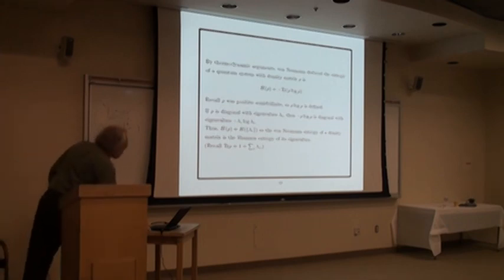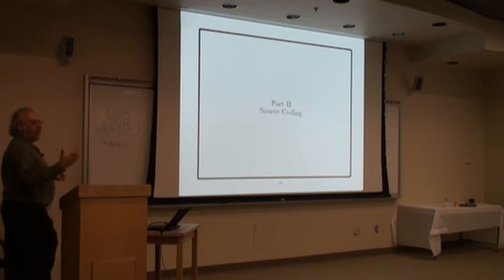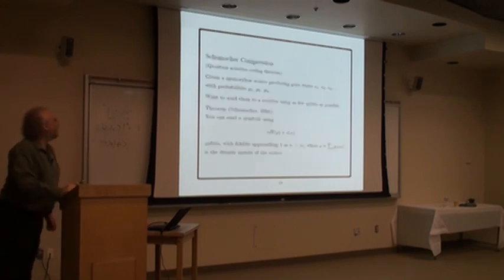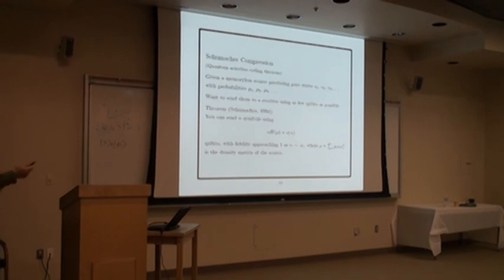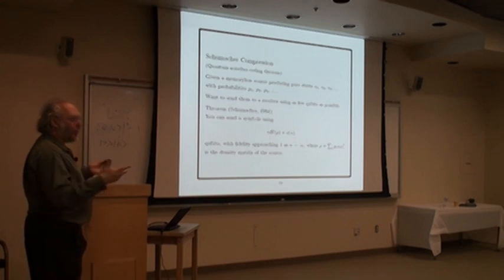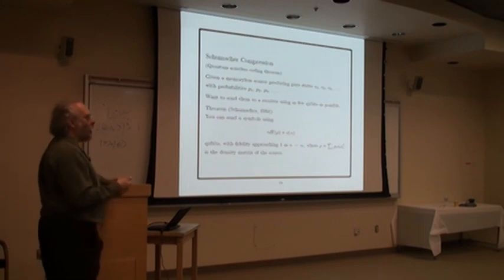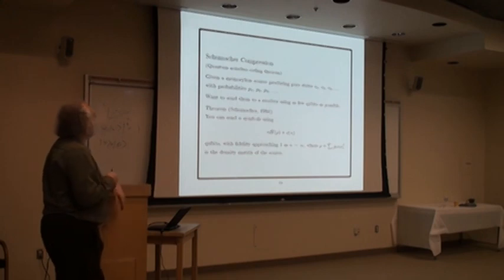So that was our brief review of quantum mechanics. Now, quantum information theory. First, let's talk about source coding. Source coding is called Schumacher encoding because Schumacher was the one who came up with the theory of source coding. And this is really the quantum noiseless coding theorem.